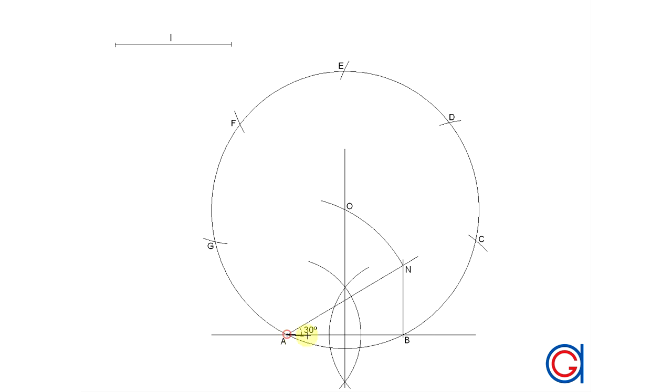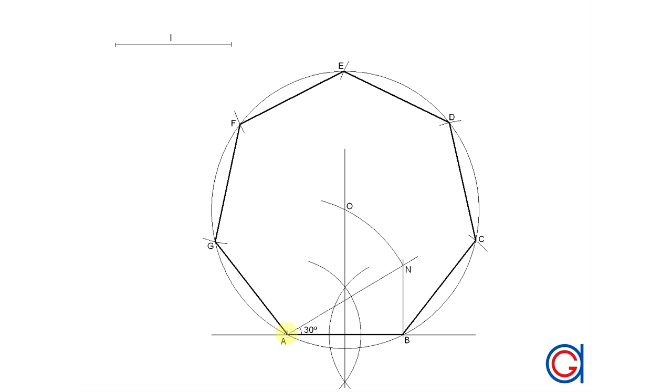And finally, to complete our heptagon, we join our vertices A to B, B to C, C to D, D to E, E to F, F to G, and finally we complete our heptagon, joining vertices G to A. So here we have our heptagon given one of its sides.